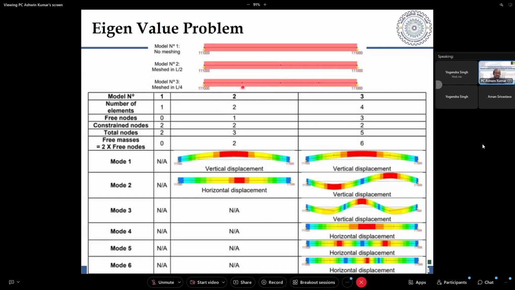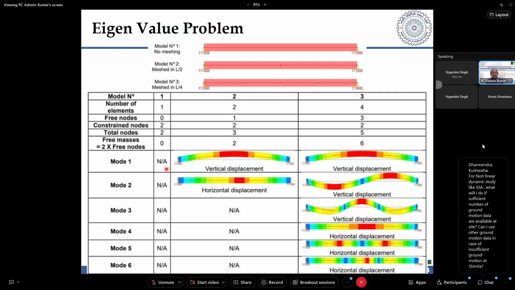You are discretizing the model into three particular regions wherein the masses will be lumped corresponding to each particular length of the thing. It will be lumped. This is the same deck. Think of it as a deck of, let's say, 30 meters being modeled in different ways. You have free nodes in some models, more in some lesser model. I mean, in one model it is non-existent.